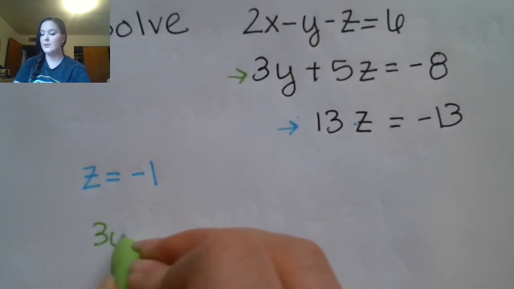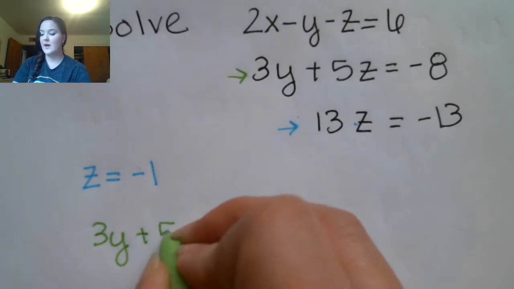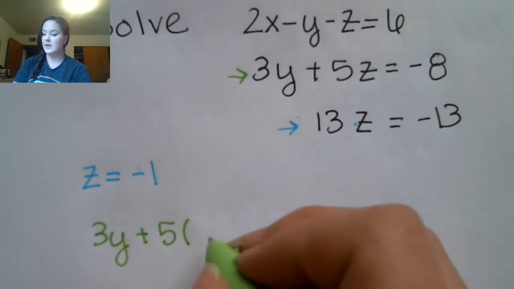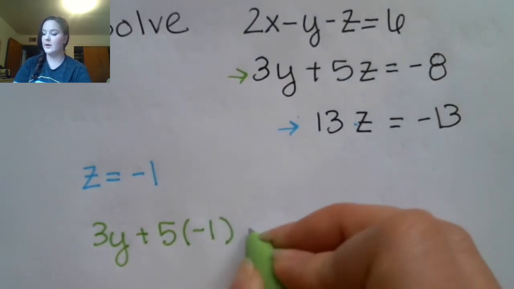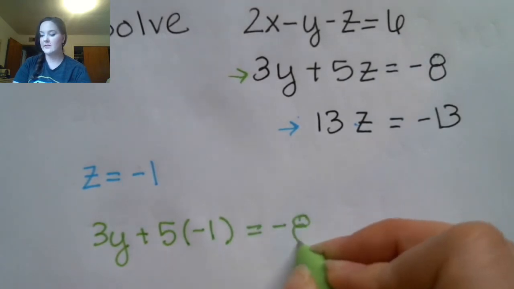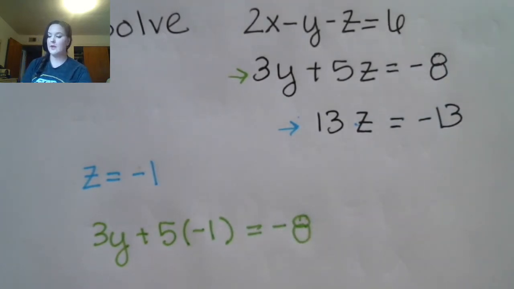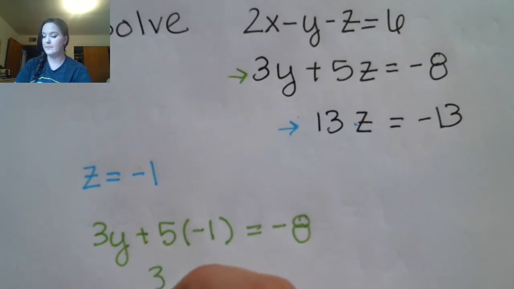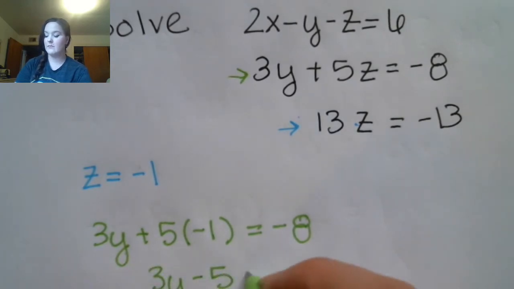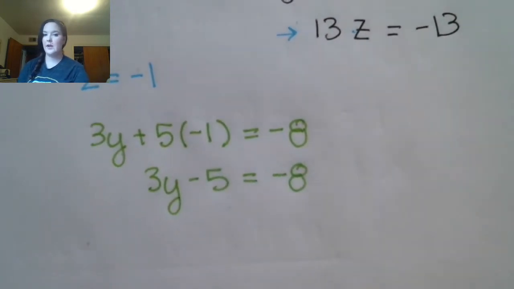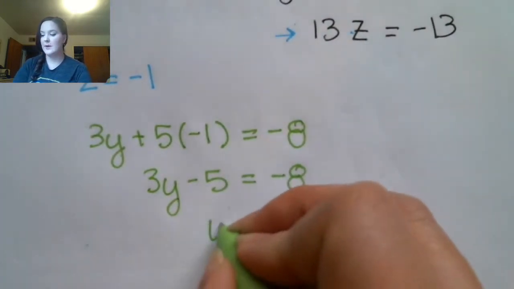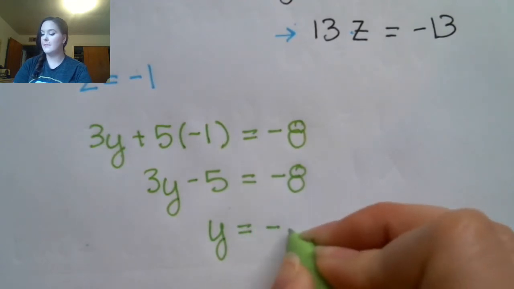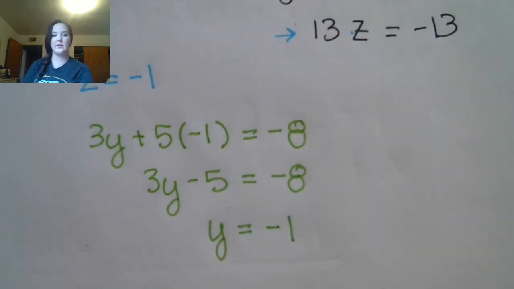So I have 3y plus 5z, and now we know z is -1, equals -8. So now I'm going to solve this equation for y. Add 5 to both sides and divide by 3. And I get that y is also -1.